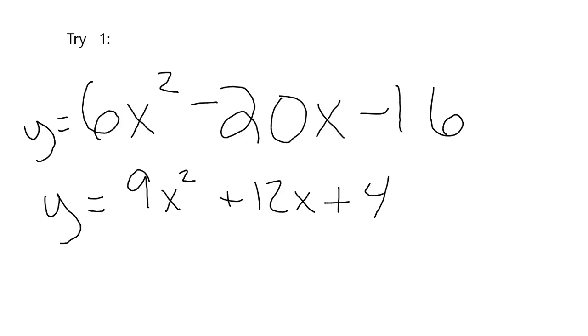Now it's your turn to try one. The first one is y equals 6x squared minus 20x minus 16. And number 2 is y equals 9x squared plus 12x plus 4.